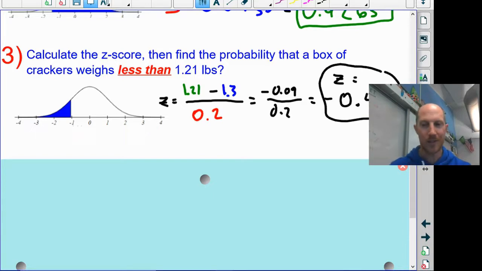Okay, so we're going to take this z-score and go look that up on the table to find the probability. So just as a refresher, when I get to the table for negative 0.45, these first 2 digits, the negative 0.4, are going to be on the left edge of the table. The second decimal place, that 5, is going to be across the top.